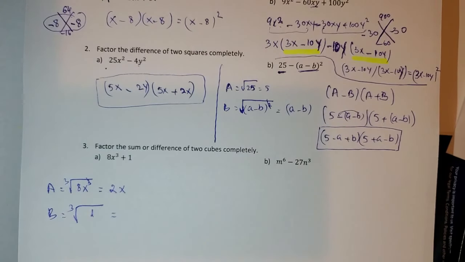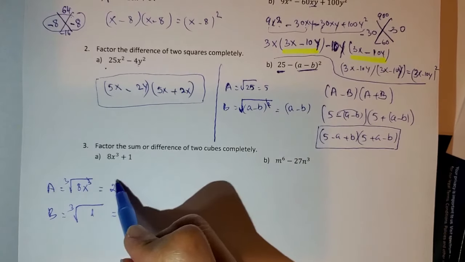And I need to find my b here, which is the cube root of 1. And what number multiplied 3 times gives you 1? Well, it's still 1, because 1 times 1 times 1 is still 1. So that's my a, that's my b.